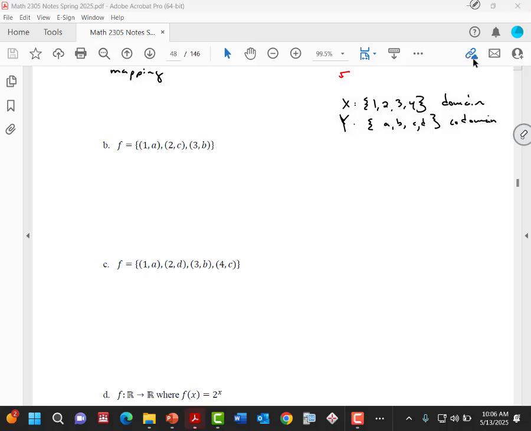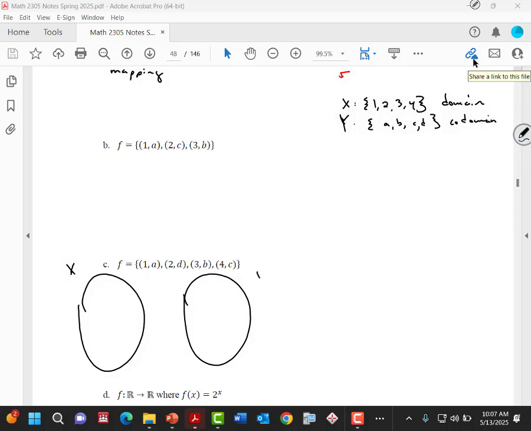So for this one, I have my set X and my other set Y: 1, 2, 3, 4 and A, B, C, D. Let's look at the mapping. 1 maps to A, 2 maps to D, 3 maps to B, and 4 maps to C. So this is a function.